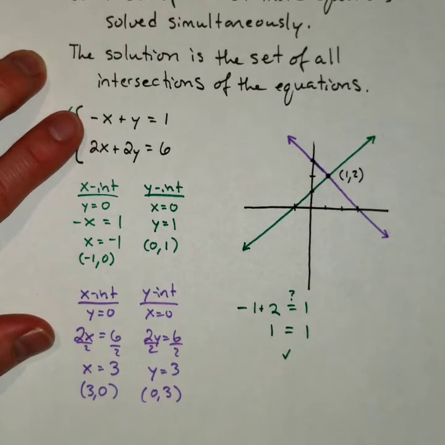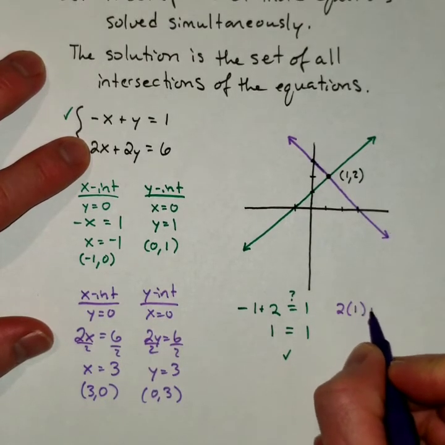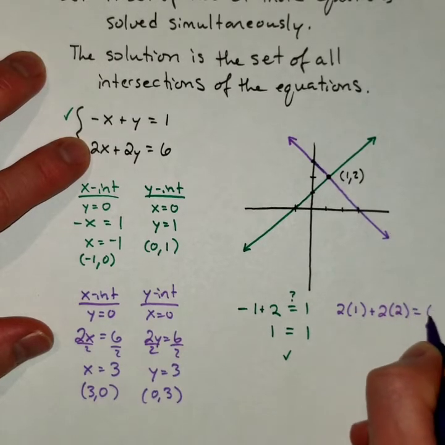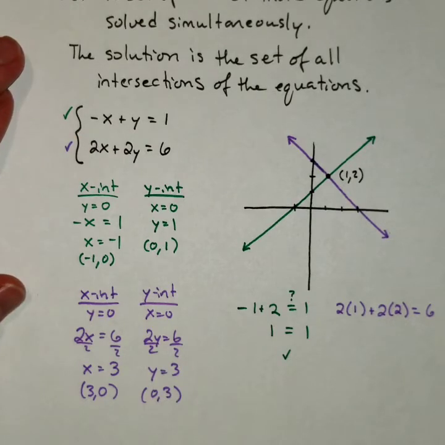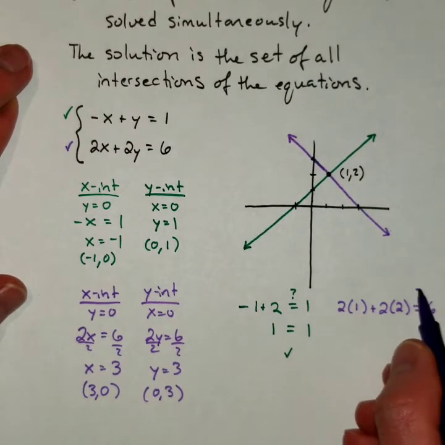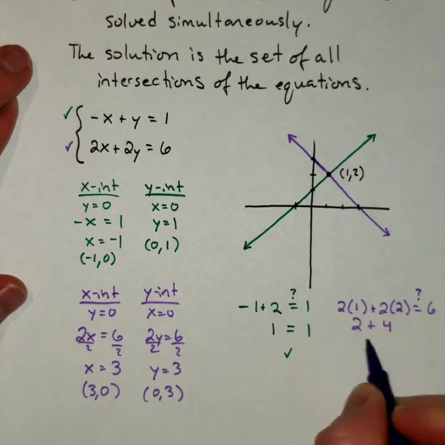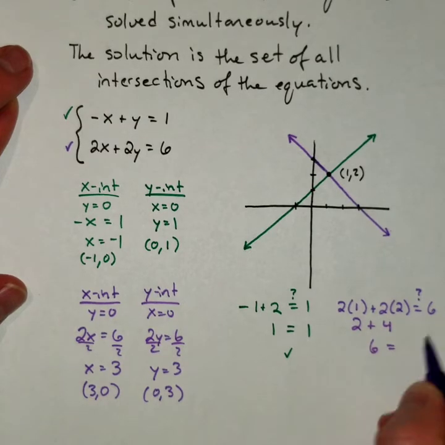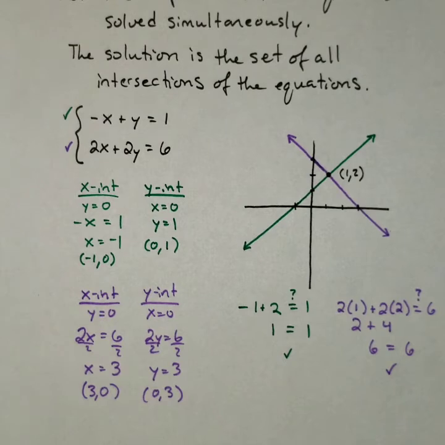And if I put that same ordered pair in the second equation, I have 2 times 1 plus 2 times 2 equals 6. Again, I should put a question mark there. Let's simplify the left side, that's 2 plus 4. 2 plus 4 is 6, and 6 is equal to 6, so that one checks out. Okay, so as long as those equations are solved and they end up with true statements at the end, then that point did work out.